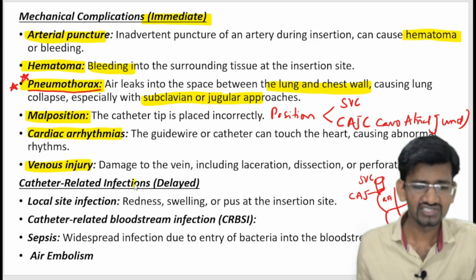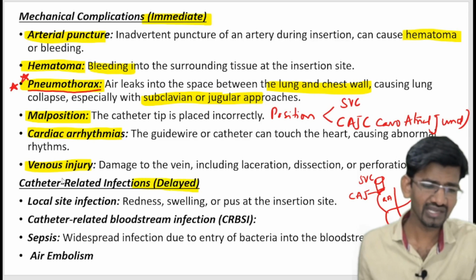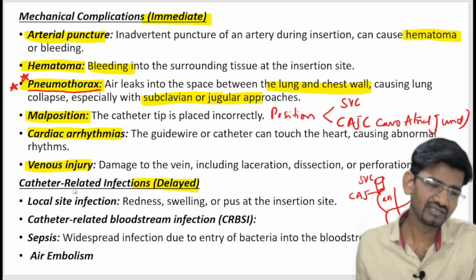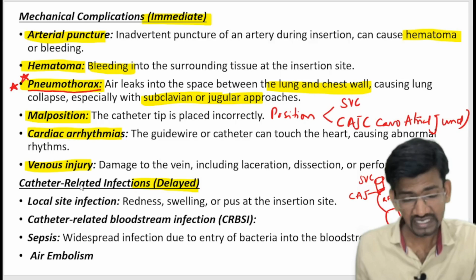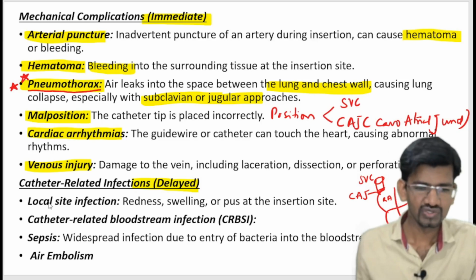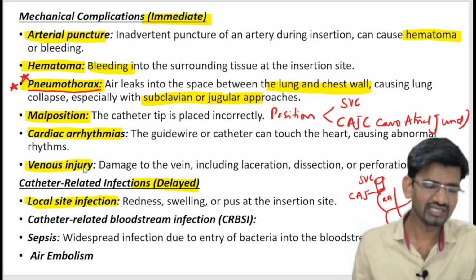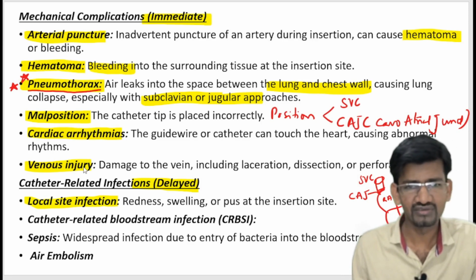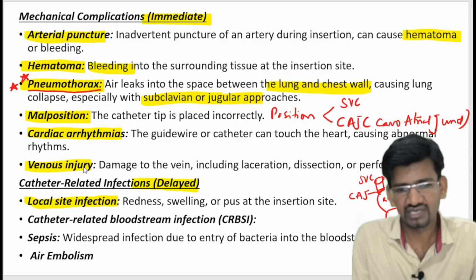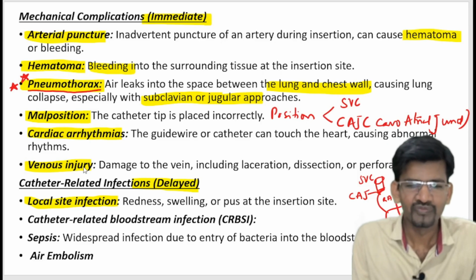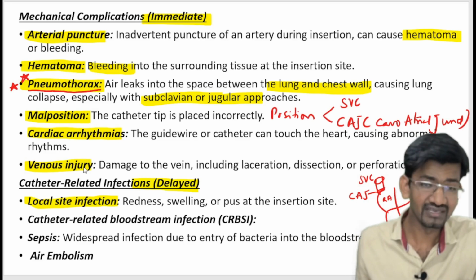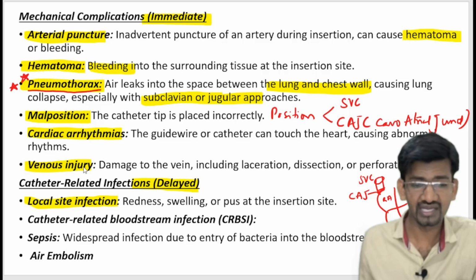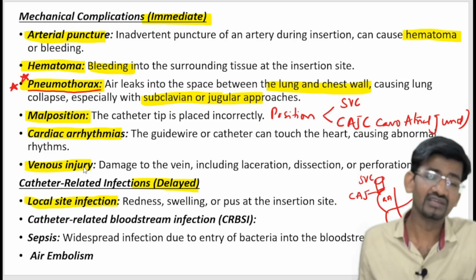Then after the insertion, there are the catheter related infections. These are delayed complications. In that, the first one is the local site infection. At the site of insertion, you may see infection signs like redness, swelling, pus, or pain. All these symptoms indicate that the site is infected.